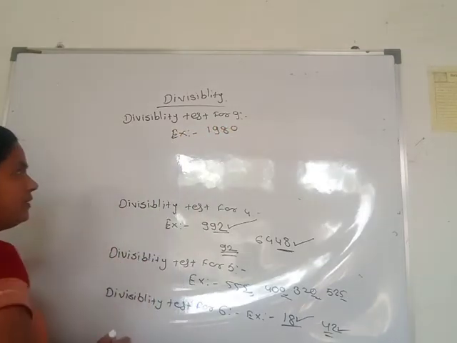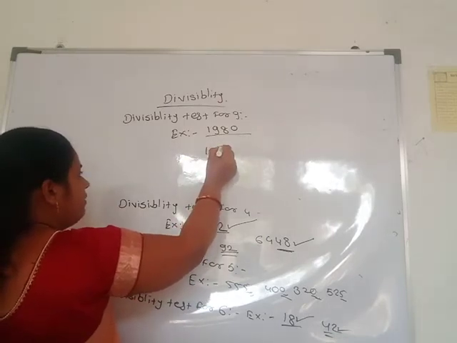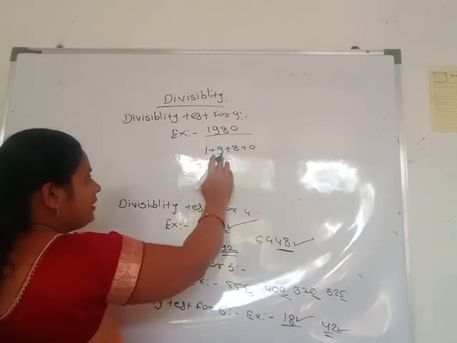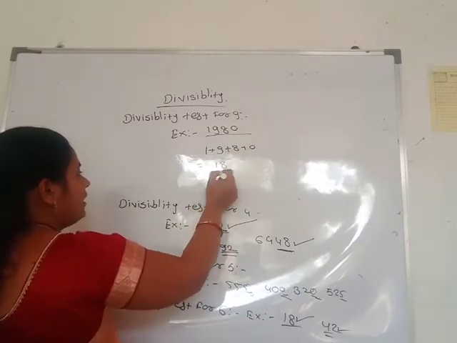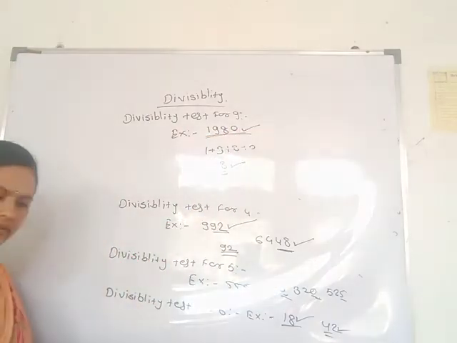Example: 1980. Do the sum of the digits of the number: 1 plus 9 plus 8 plus 0. 9 plus 1, 10. 10 plus 8, 18. This 18 is divisible by 9. Therefore this whole number is divisible by 9.